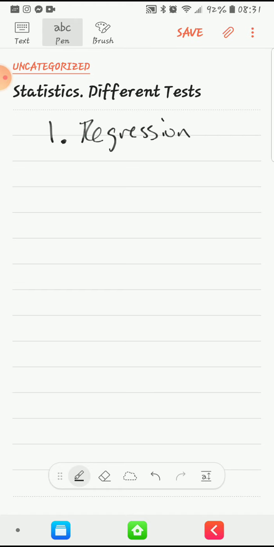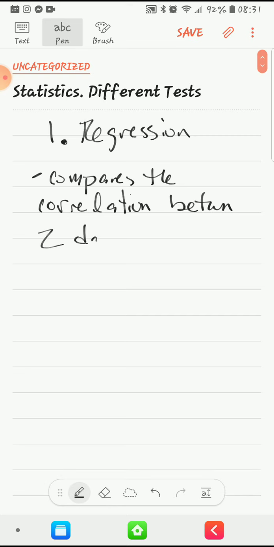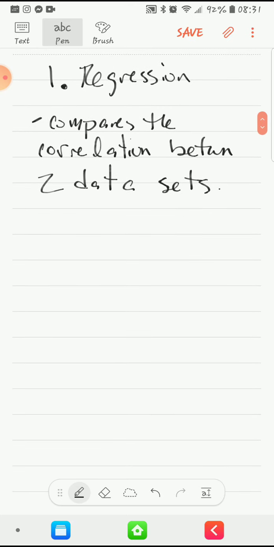So regression is good for comparing. It compares the correlation between two data sets. That's its job. Okay, so some information about how that happens.